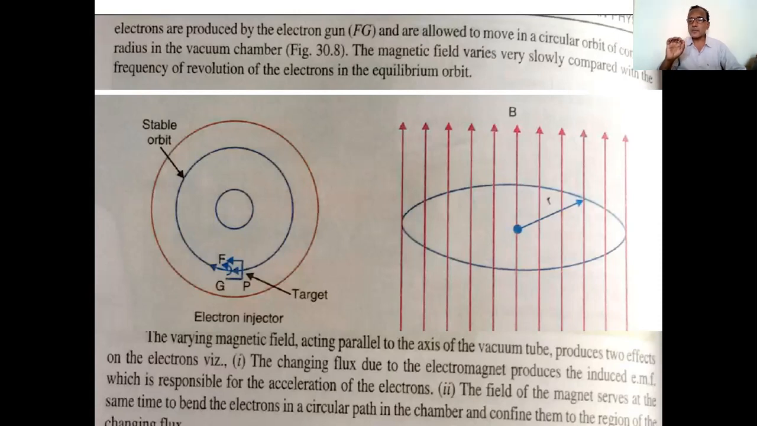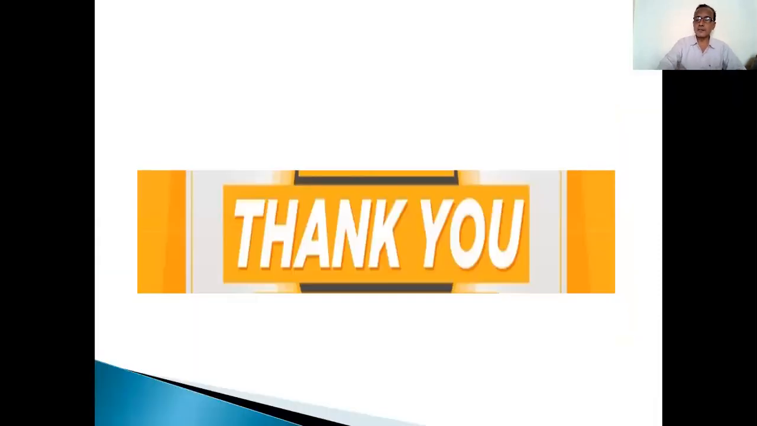Second, the field of the magnet serves at the same time to bend the electrons in the circular path. And due to circular motion in the chamber, they are confined to the region of the changing flux.